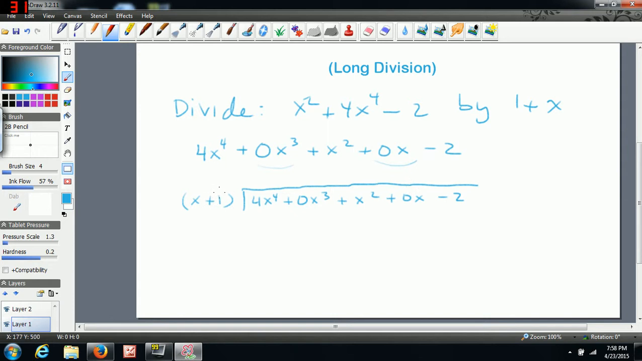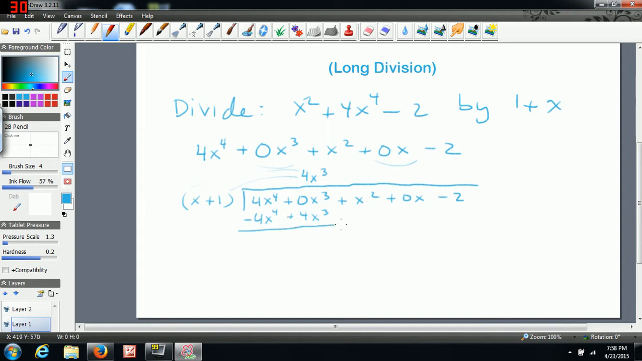So you figure out first, how many times does x divide into 4x to the 4? And the answer is 4x cubed. And then what you do then is you take 4x cubed and multiply by both of these terms. So that becomes 4x to the 4 plus 4x cubed.